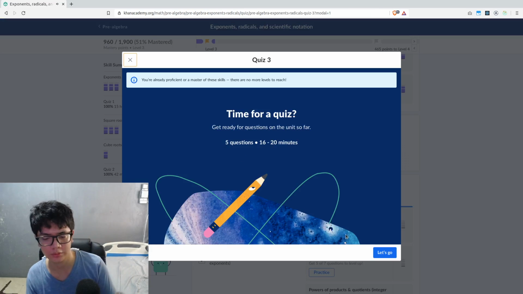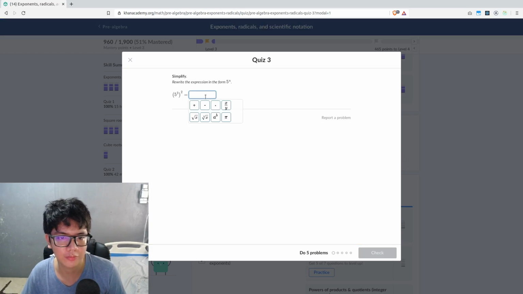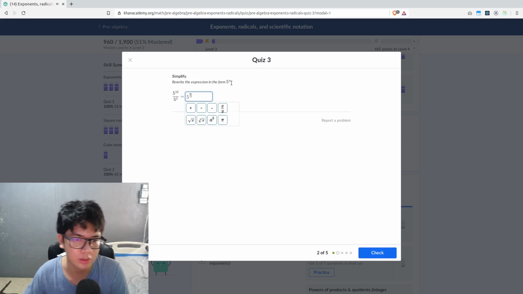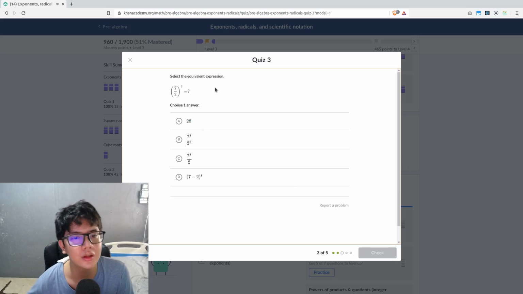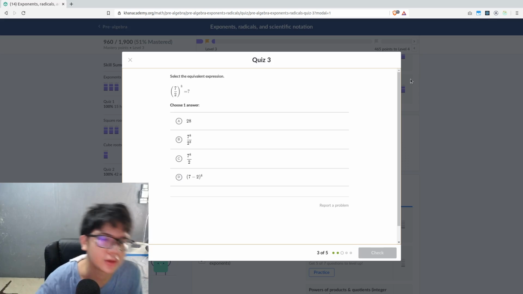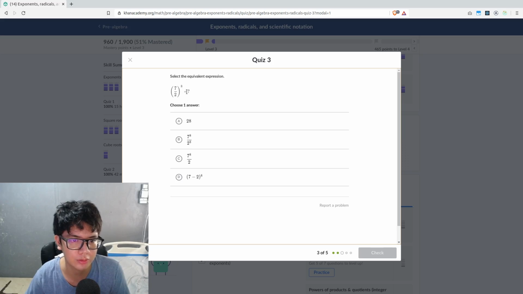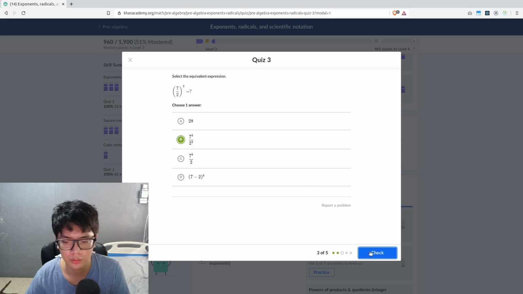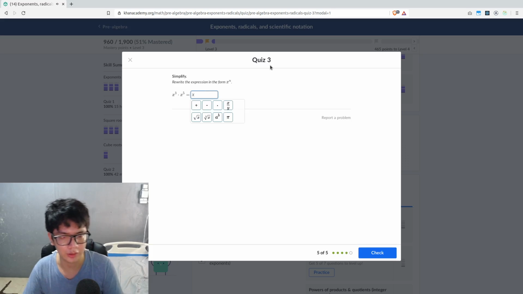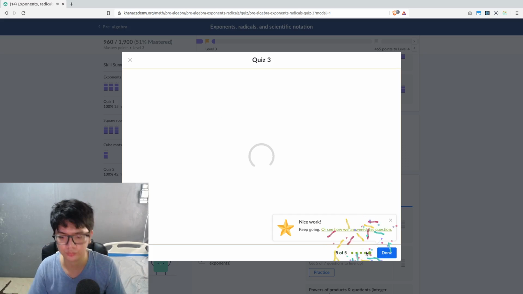Okay, let's do the quiz. Write the expression in the form 5 to the nth power. Okay, whatever. 5 raised to 6. It's 5 raised to 7. Select the equivalent. Why didn't I have any questions related to cube roots and stuff like that? Select the equivalent expression 7 halves over 8. Wait, what? Oh, this one. Select the equivalent expression a to the 4th and then b to the 12th. Make sense? X raised to 8. And we're done.